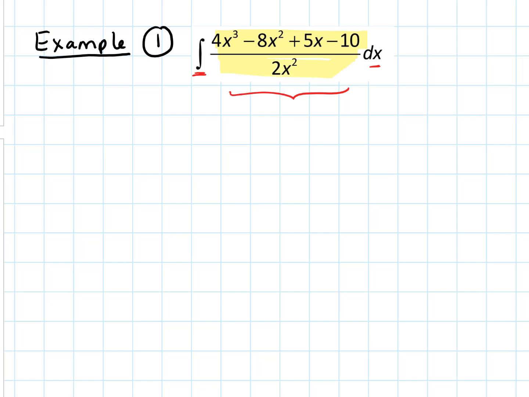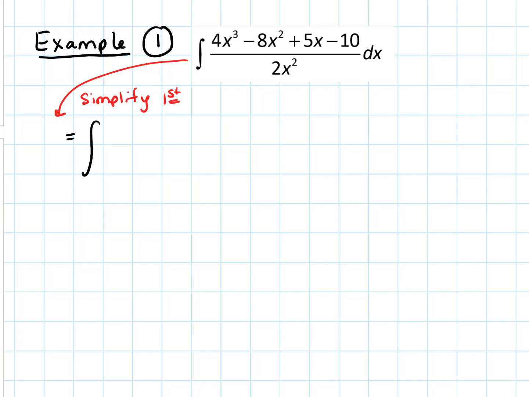Now, this is a quotient, so in its current form, I don't have just a basic rule to apply to it, but I have algebra that I can use to simplify this first. So that's what I'm going to do to start off with on this problem. I'm going to simplify first so that then I can apply my general integration, general antiderivative formulas. So to simplify, since I have a monomial, a single term in the denominator, I'm going to go ahead and divide each of the terms in the numerator, and we'll do some simplification as we go here.